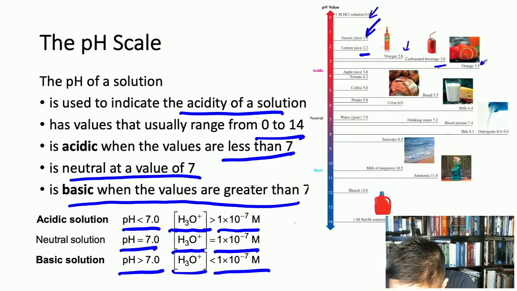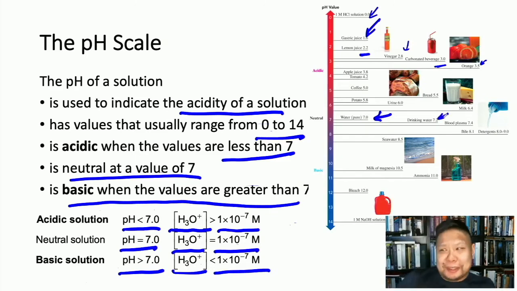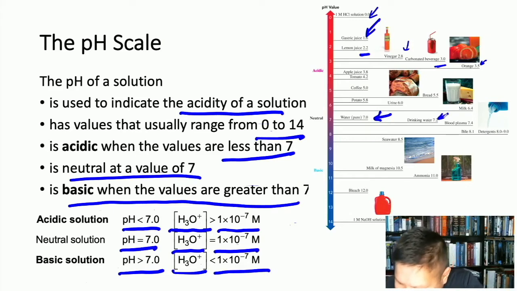Water, of course, pure water right here is at 7. We knew that already. Drinking water is slightly basic. That makes kind of sense because it has ions in it. You don't want to just drink pure water. Boy, do I have a story to tell you guys about that.